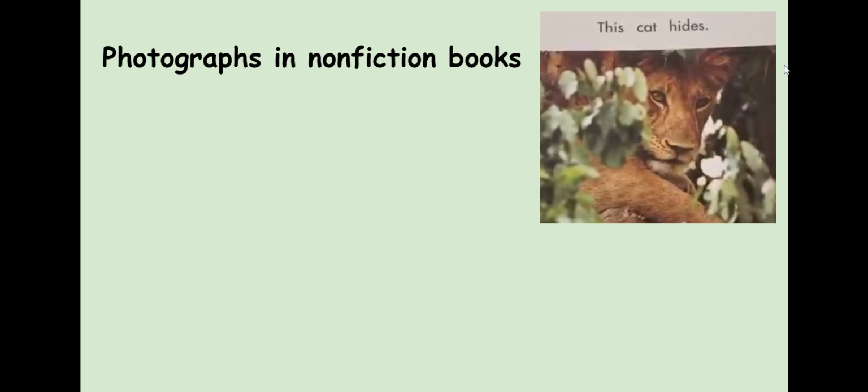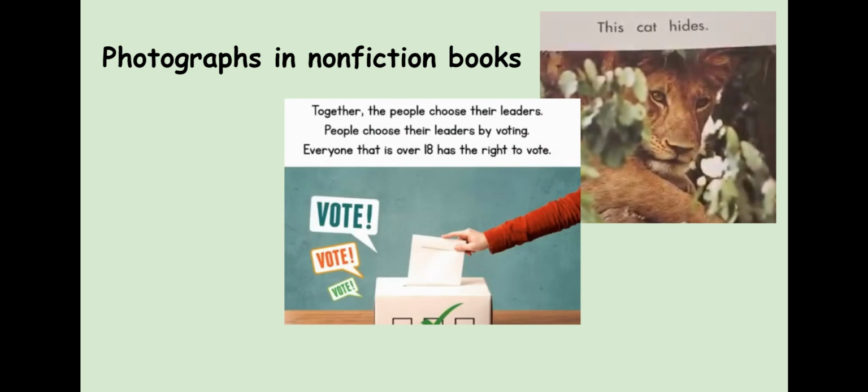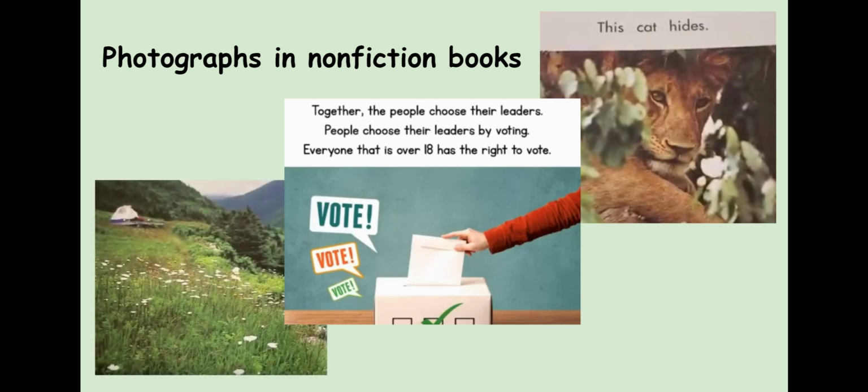Now, photographs in nonfiction books can look like the cats in Big Cats, Little Cats. Here is a real picture of a real lion hiding in a tree. During our America unit, we saw photographs in our nonfiction text about who can vote. Here is a photograph explaining who can vote. And here in our last picture, in I Love Earth, we saw photographs of real places in the world.